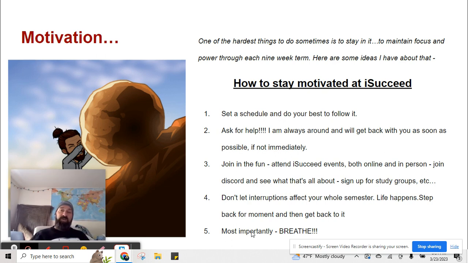Don't let interruptions affect your whole semester. So I know that life happens. I understand that. So when something happens, step back for a minute, get reorganized, and then get back to it. And when I say a moment, I don't mean literally a minute, but take that little bit of time that you need to reorganize, and then get back to school. And then most important, remember to breathe.